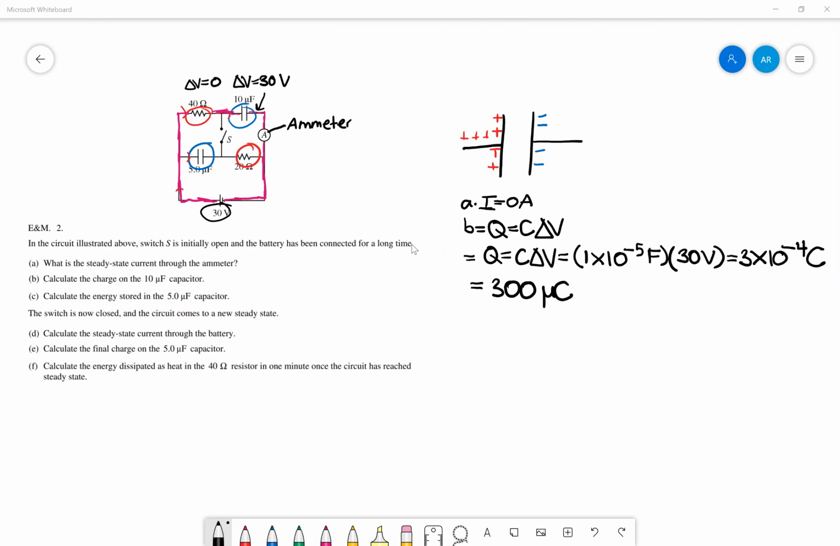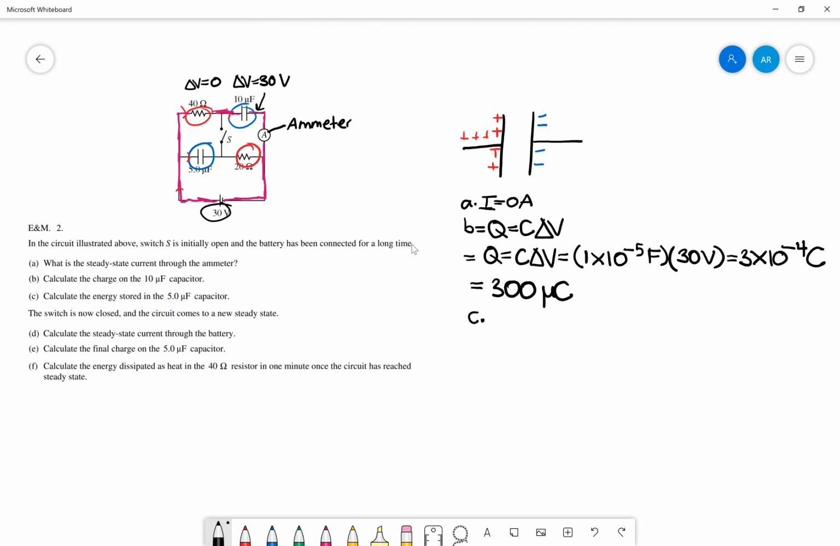Now, the 5 microfarad capacitor, we have to look at it. Okay, it's on the lower left. And first we need our equation for the potential energy stored in a capacitor. This equation will be found on the equation sheet.